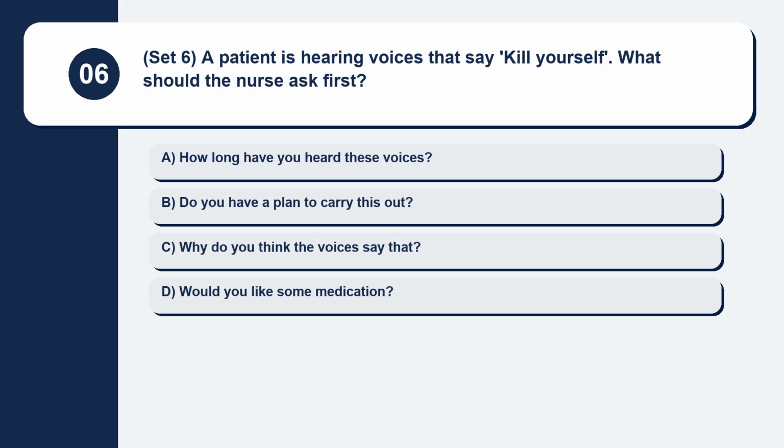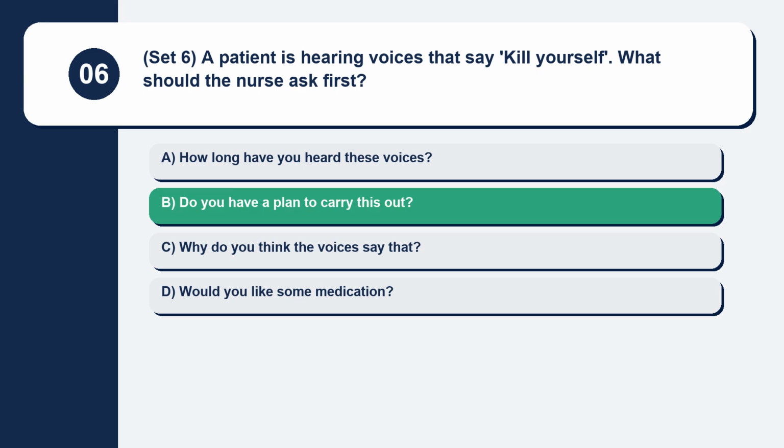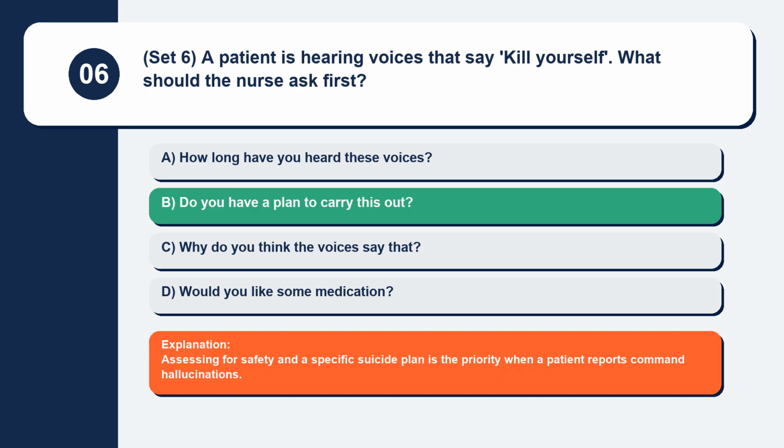Question 6. Set 6. A patient is hearing voices that say, "Kill yourself." What should the nurse ask first? How long have you heard these voices? Do you have a plan to carry this out? Why do you think the voices say that? Would you like some medication? Assessing for safety and a specific suicide plan is the priority when a patient reports command hallucinations.